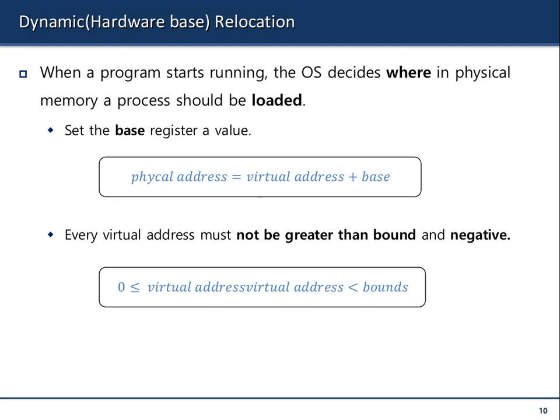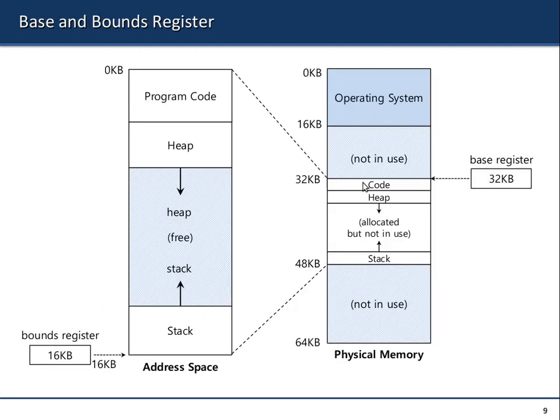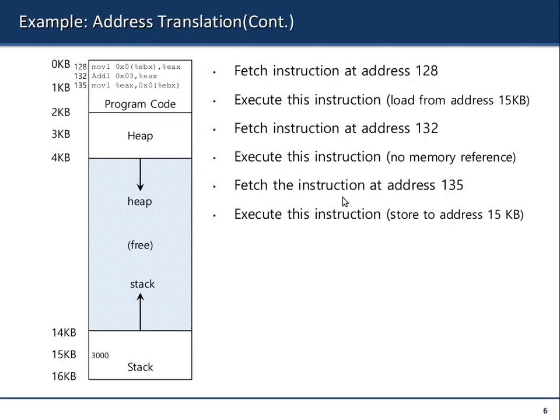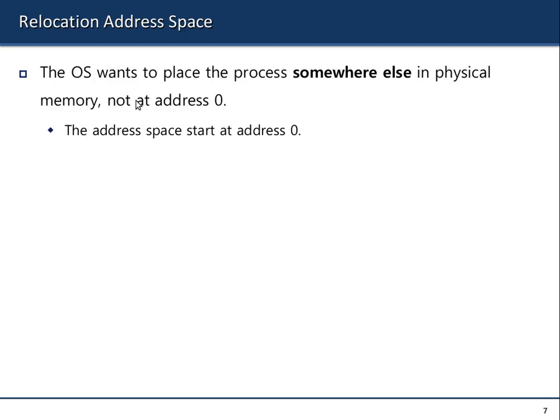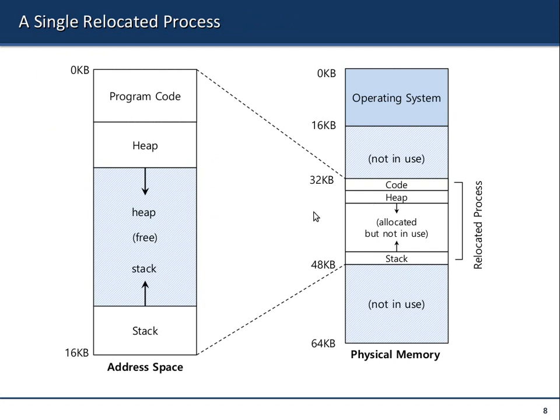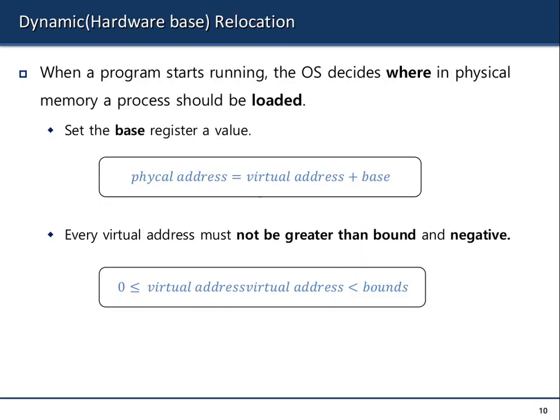Okay? So, you set the base register value and then the actual physical address is actually the virtual address plus the base. Okay? And then every virtual address must not be greater than bound and negative. So ito yung, to ensure protection, okay, kailangan yung virtual address na i-generate mo should be within the bound. So nandito lang dapat sa area na to. So kung nag-load ka, so remember, dito nag-load ka ng EBX. So ibig sabihin yung EBX, pag nag-perform ng translation, dapat within this memory area lang. Okay? So, 32 plus 16, that will be 48. So, sakto yan na 16 kilobytes. Okay? So, yan. So, it's the hardware that does that.